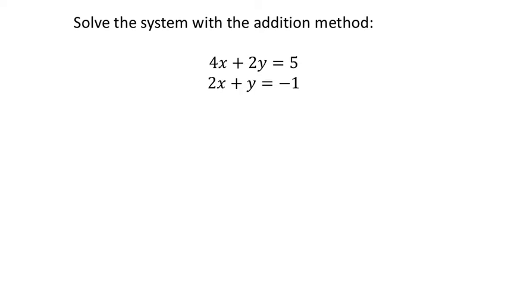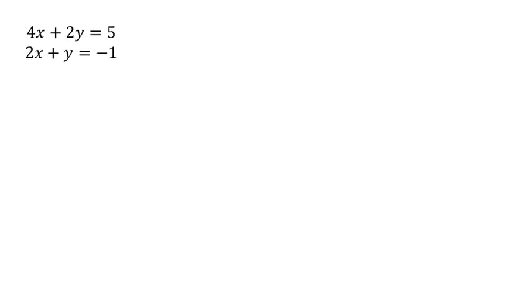All right, here's this system of equations. 4x plus 2y equals 5, and 2x plus y equals -1. Okay, so let's try this one again. They're both in the same format, which is great. It does save us, maybe not a lot of time, but some time. So we're going to use the addition method.